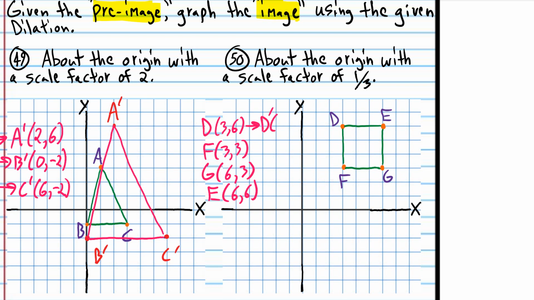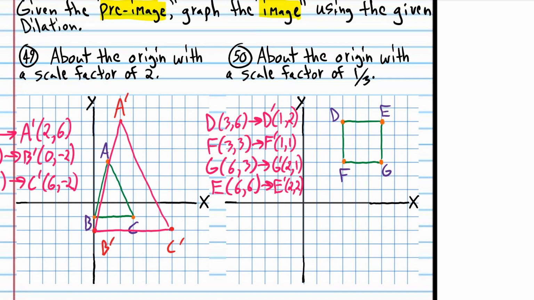Again, when you dilate about the origin, it's really easy. When you dilate about a different center, then it's not so easy. So 3 times 1/3 is 1. 6 times 1/3 is 2. Now F prime, 3 times 1/3 is 1. 3 times 1/3 is 1. G prime, 6 times 1/3 is 2. 3 times 1/3 is 1. Sorry, I'm writing so small here. And E prime, 6 times 1/3 is 2. 6 times 1/3 is 2. So those are our new points.